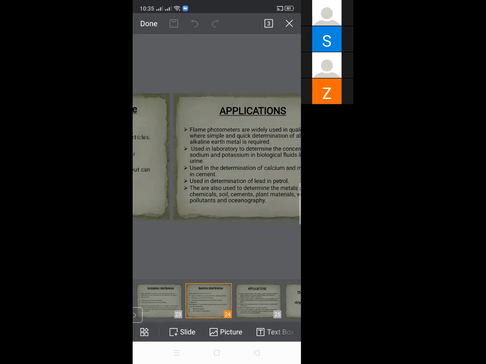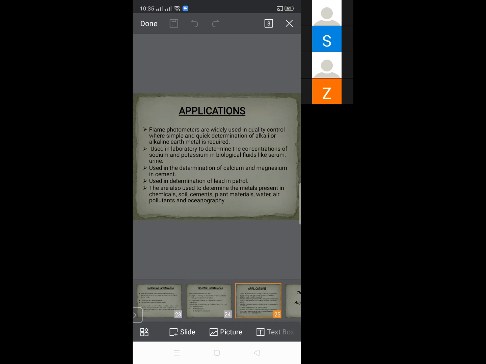The next are the applications of flame emission spectroscopy. The first one is that flame photometers are widely used in quality control where simple and quick determination of alkali and alkaline earth metals is required. Basically, the main usage of flame emission spectroscopy is the determination of alkali and alkaline earth metals. The next one is its use in the laboratory to determine the concentration of sodium and potassium in biological fluids like serum, urine, and any other sample. We can determine these metals by using flame emission spectroscopy.